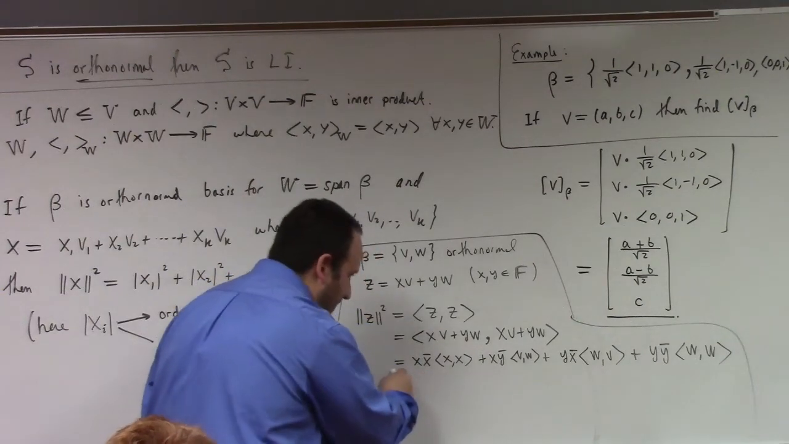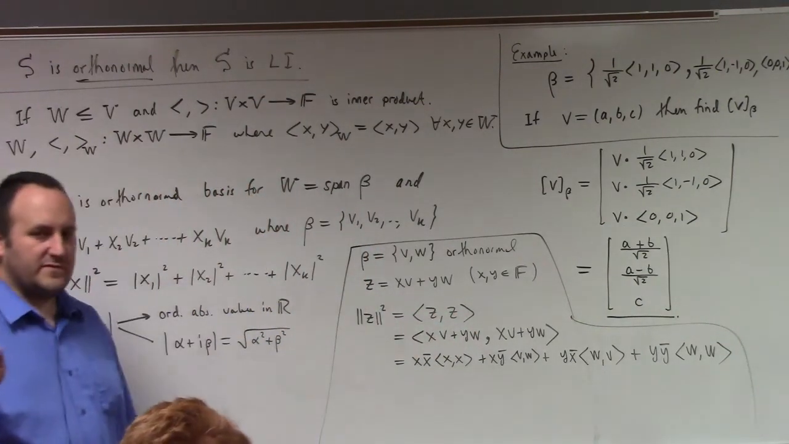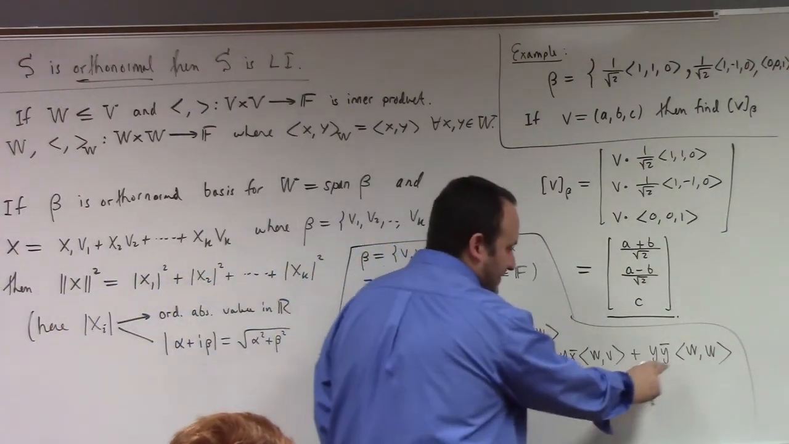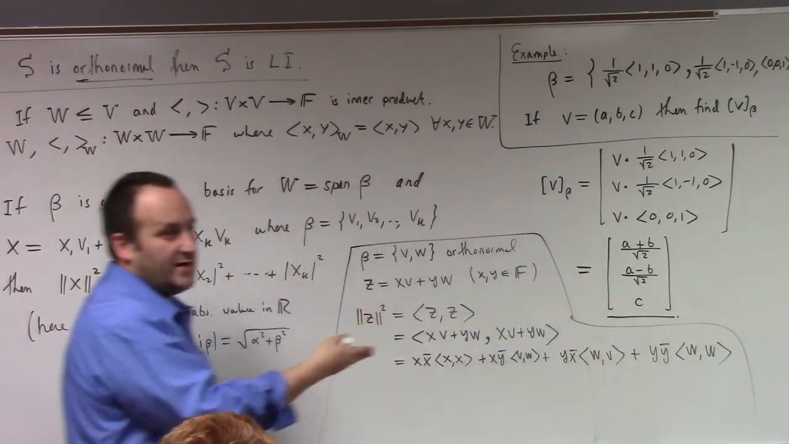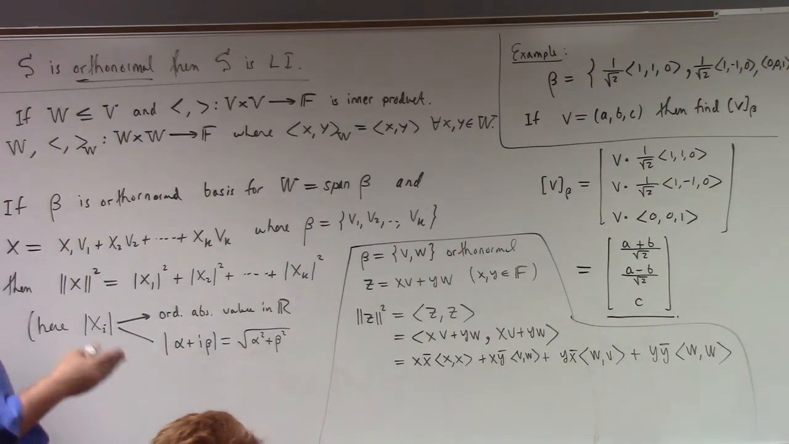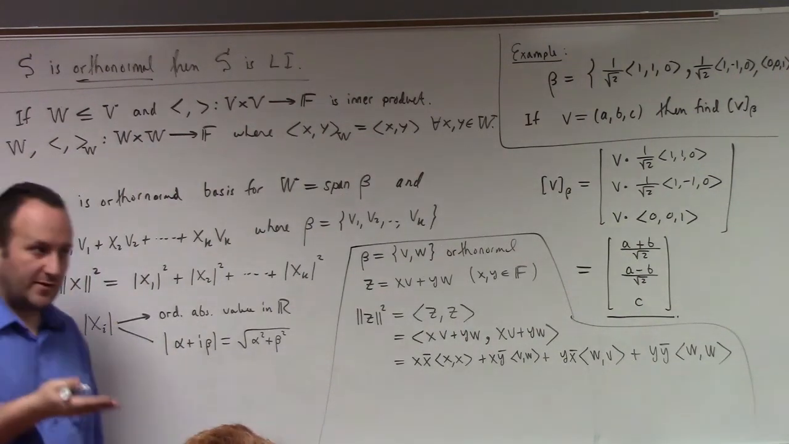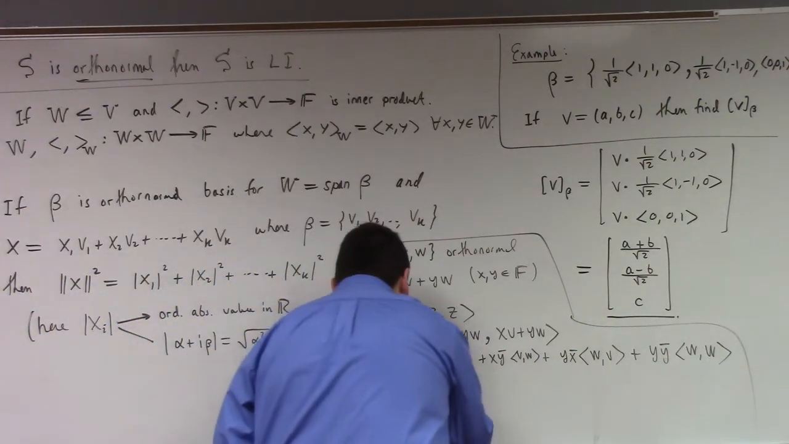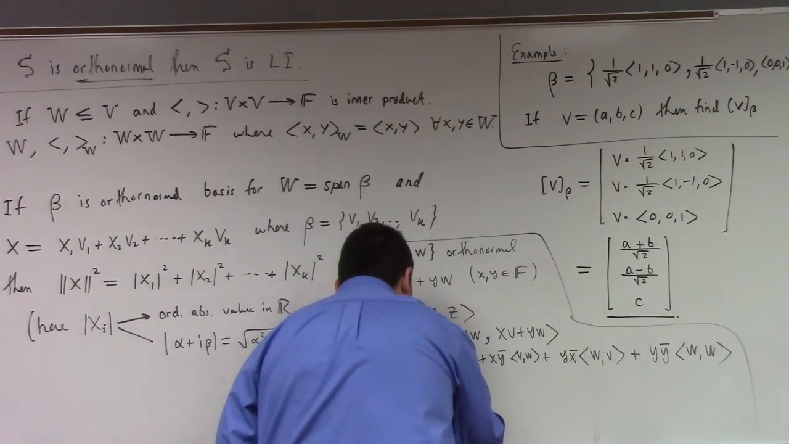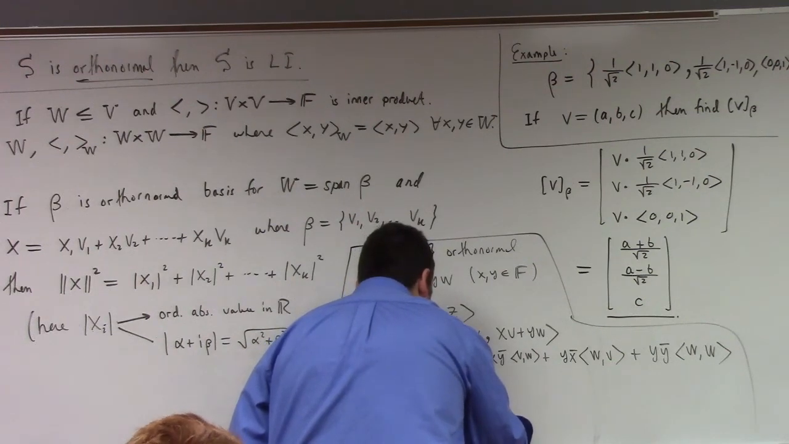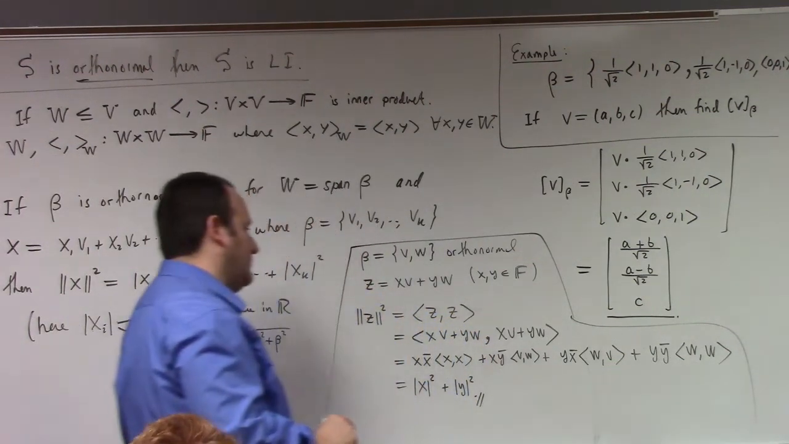But now, if the field is the reals, we already have x squared, xy, yx, and y squared here. But in the case that it's a complex field, the product of a complex number and its conjugate is the absolute value squared of the complex number. So what you're looking at is the absolute value of x squared plus the absolute value of y squared, and that's it.